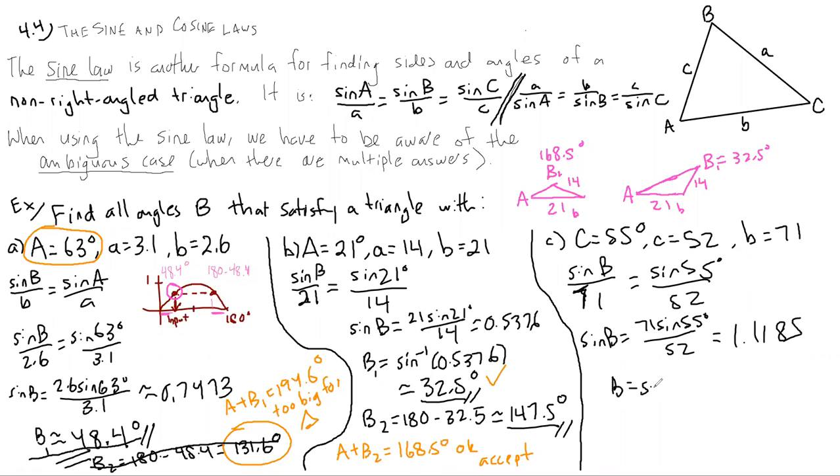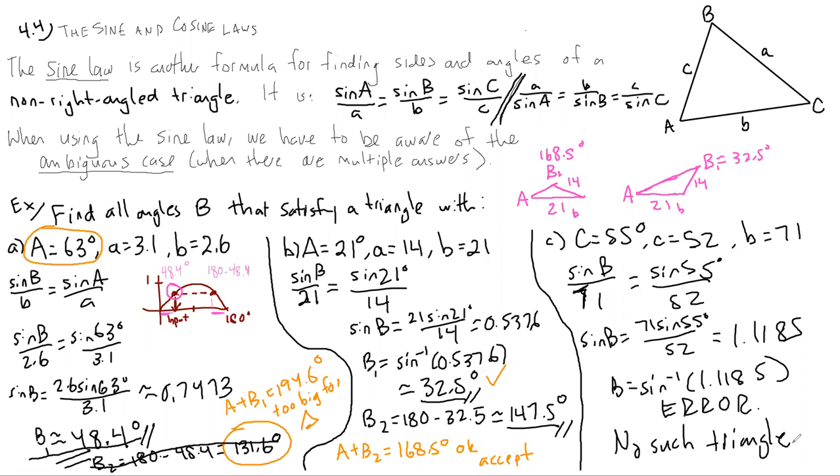So B is going to be my inverse sine. And again, you should be getting a calculator error for this. In this case, there is no such triangle. That is a possibility as well, just like with the cosine law.